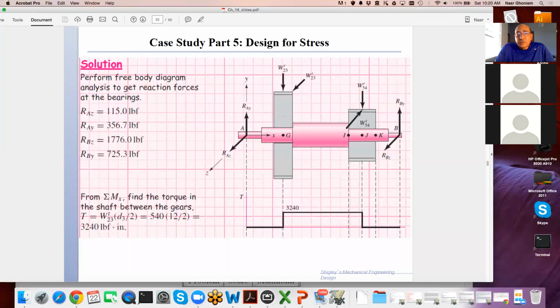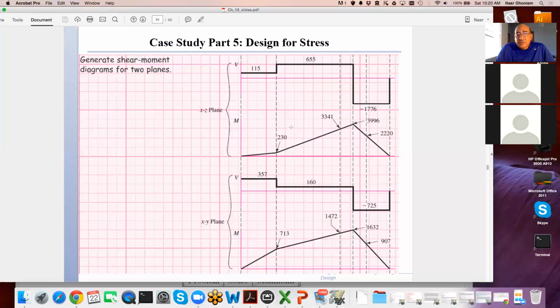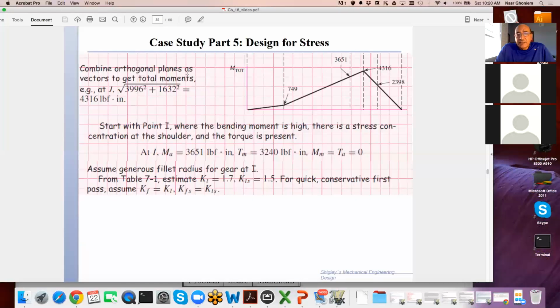And the critical points will be at the shoulder here or the shoulder here. This shoulder here is a fat section of the shaft, so it might be on that side, and on this side when the shaft is reduced in diameter. So that's what we do here to find the combined, or the vector sum, of the two moments. And from the moments, we have now a moment and a torque.